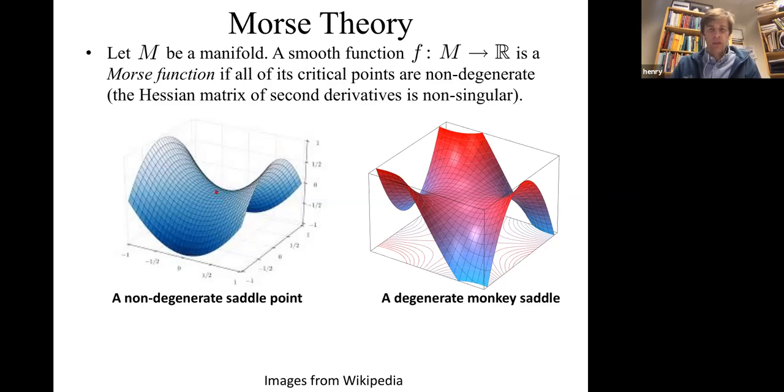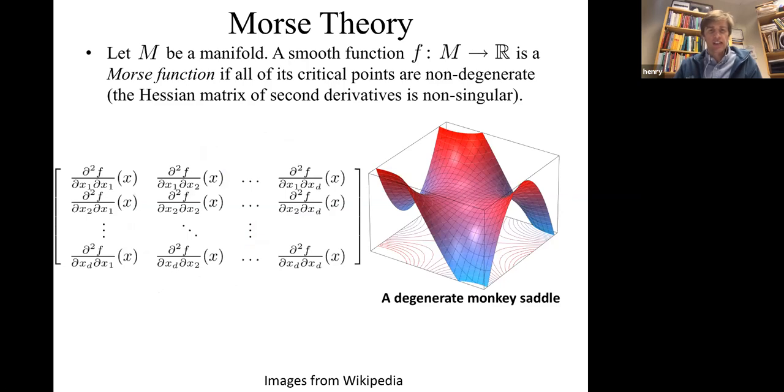So the technical definition of non-degenerate is that you look at this Hessian matrix of second derivatives as drawn on the left, and then you are a non-degenerate critical point if this Hessian matrix has non-zero determinant. That's a little bit more detail than we'll be getting into today.